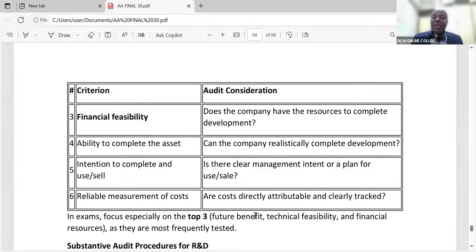Then, of course, lastly, ladies and gentlemen, you must be able to measure all your development costs reliably. You have kept all the receipts, all invoices. You must be able to measure the cost as directly attributable and clearly tracked. In exams, focus especially on the top 3. You must always mention them: future benefit, technical feasibility, and the financial resources, as they are the most frequently tested.